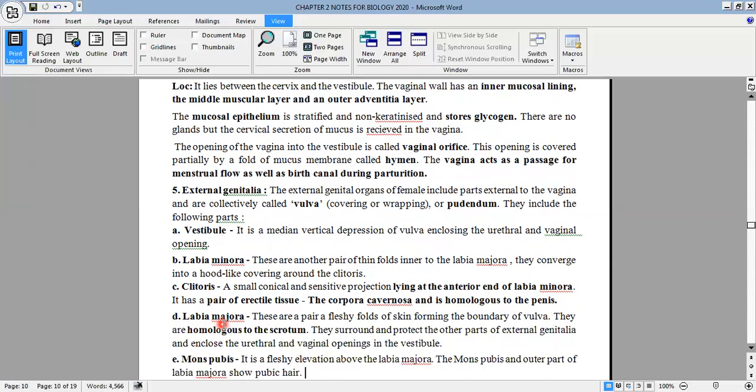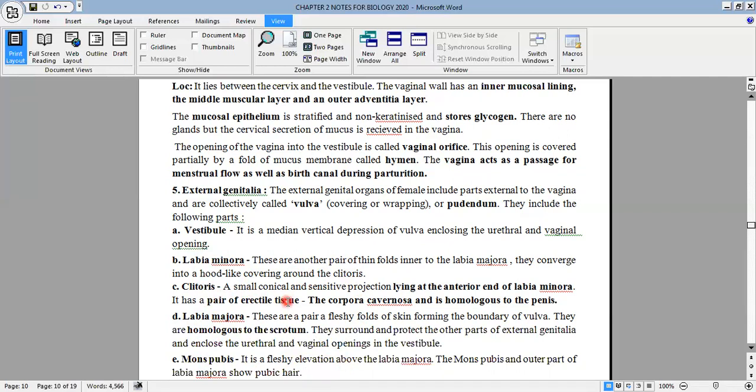Inside labia majora, there are labia minora. These are again two folds of skin, but they are thin. So, labia majora, internal to majora is labia minora, and upon labia majora, there is a fleshy elevation called mons pubis. And this mons pubis region shows pubic hair. So, hair growth is seen on mons pubis.